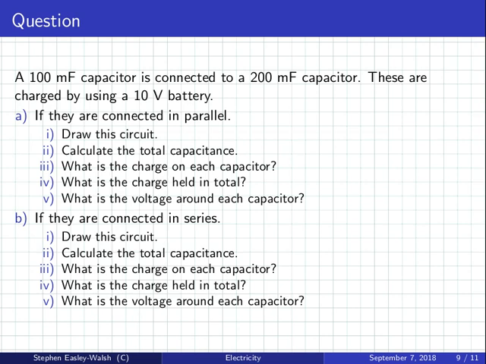Calculate the capacitance on each. Oh, sorry, no, apologies. Calculate the total capacitance. Total capacitance. So what formula can you use here? 1 over C. Yeah. 1 over C equals 1 over C1 plus 1 over C2.